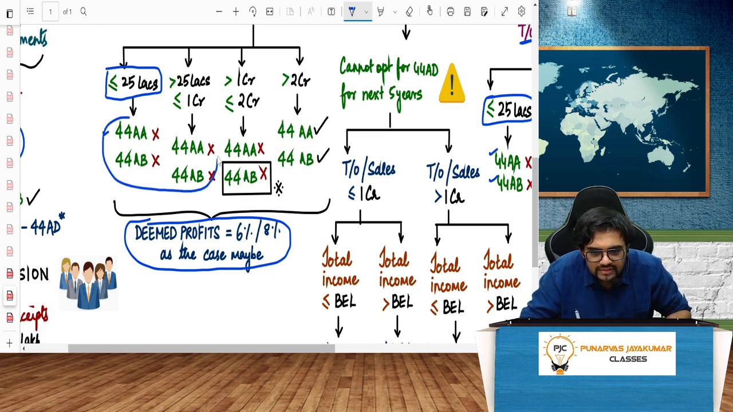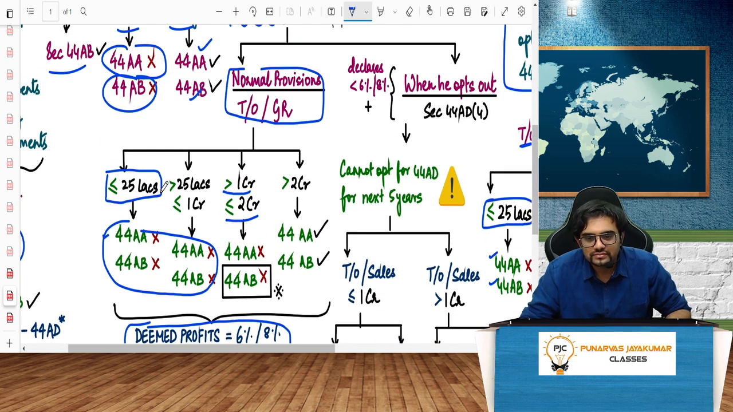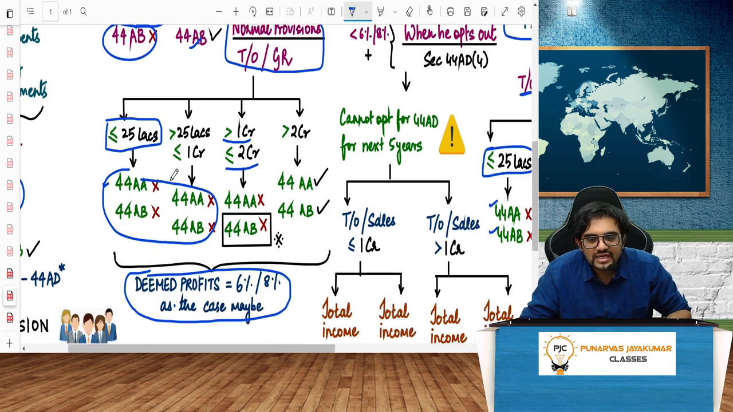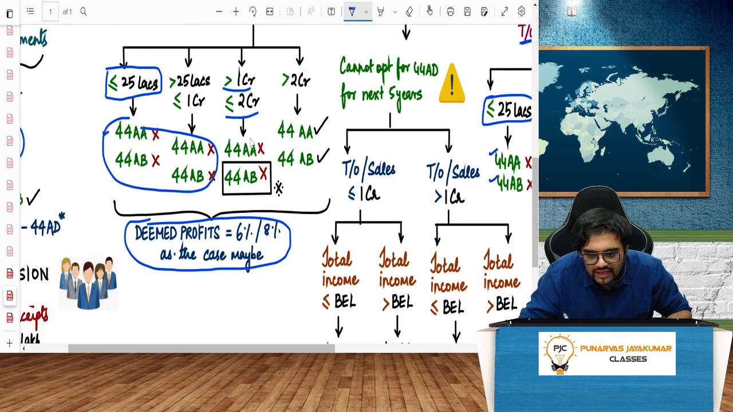in all these cases you are opting for the same, right? So what will not apply? 44AA will not come, 44AB will not come. Right? But what if your deemed profits, whatever you are claiming, and your turnover and gross receipts are more than 1 crore, less than or equal to 2 crore? Then 44AA will not come. Important point, 44AB also will not come.